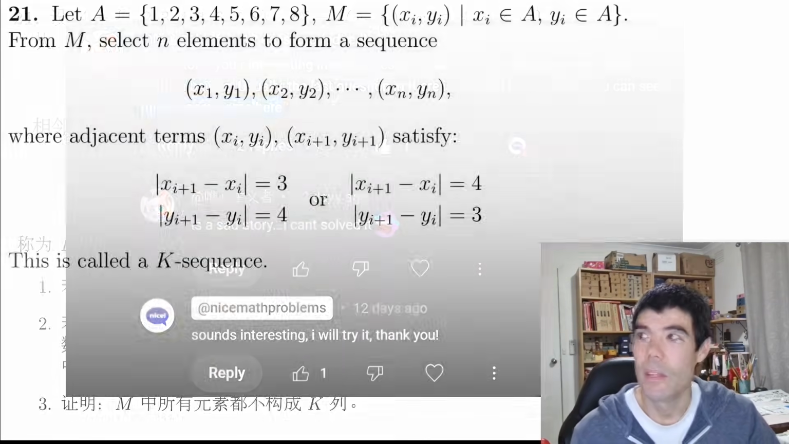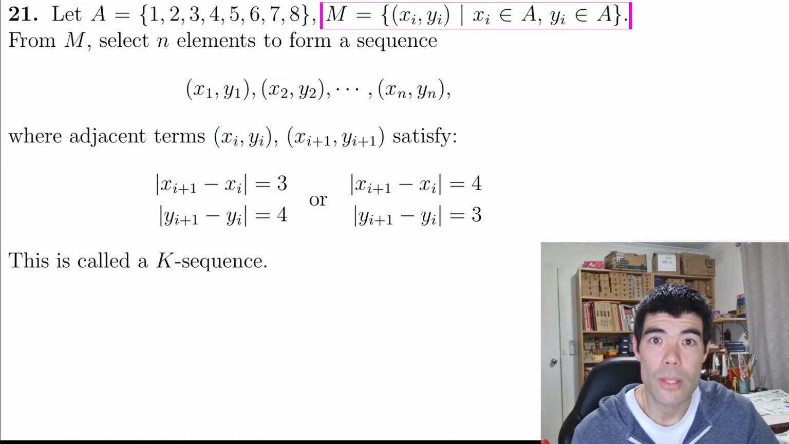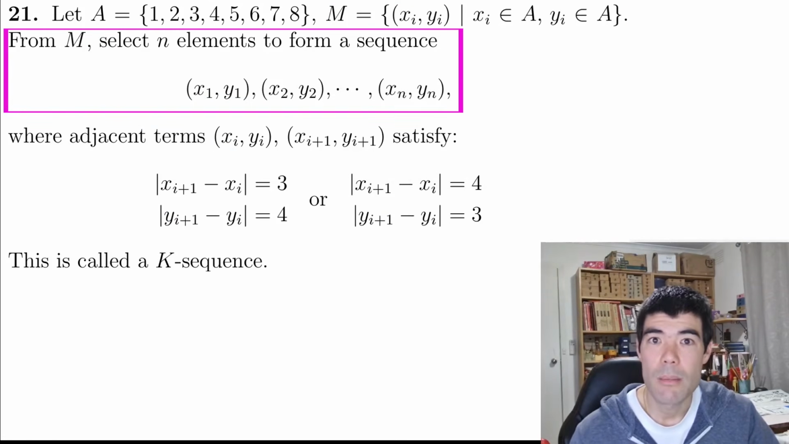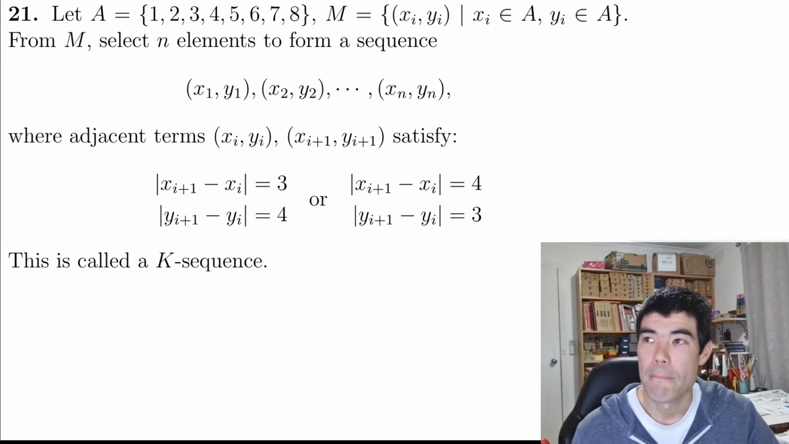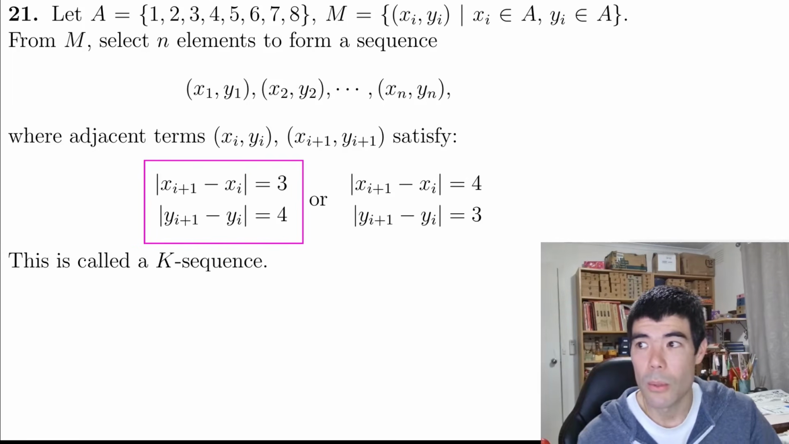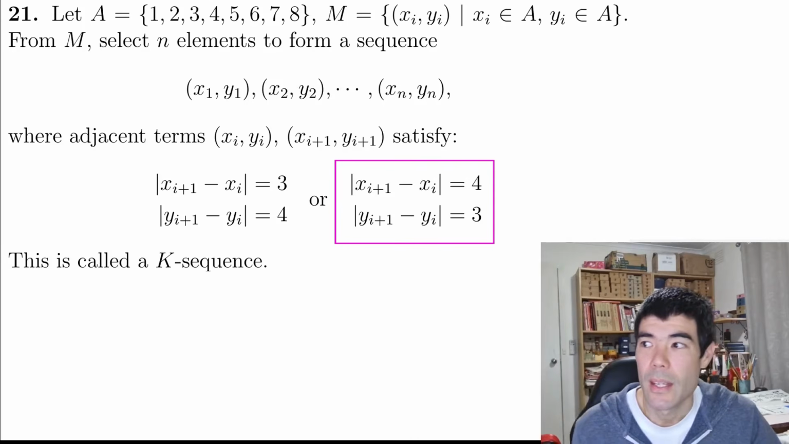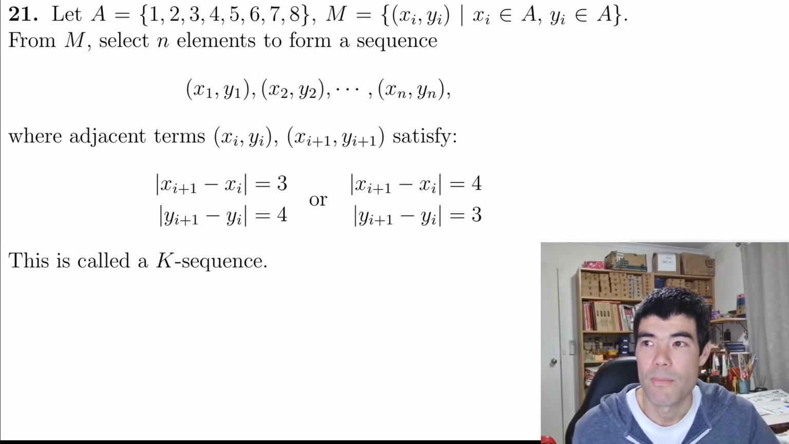So we have A as the integers from 1 to 8, and M is a set of coordinate points (X, Y) where X is from 1 to 8 and Y is from 1 to 8. From M, we're going to select N elements to form a sequence. So this is going to be a sequence of coordinate points. And the condition for this sequence must be that adjacent terms satisfy either the difference between the X coordinates is 3 and the difference between the Y coordinates is 4, or the other way around, the difference between the X coordinates is 4 and the difference between the Y coordinates is 3. If so, this is called a K sequence.